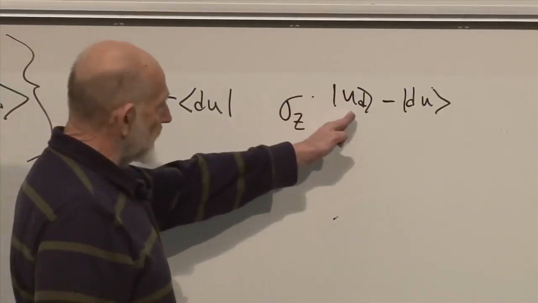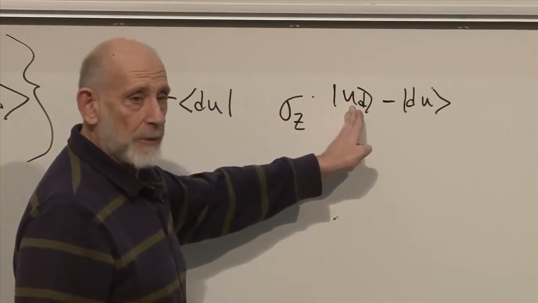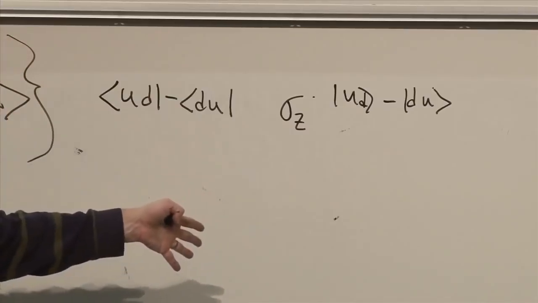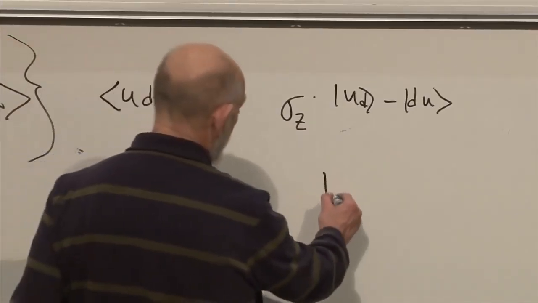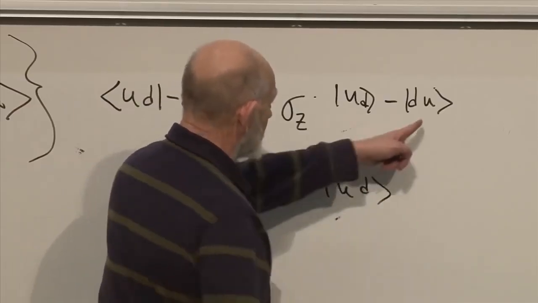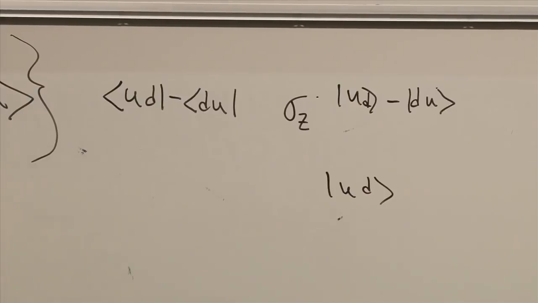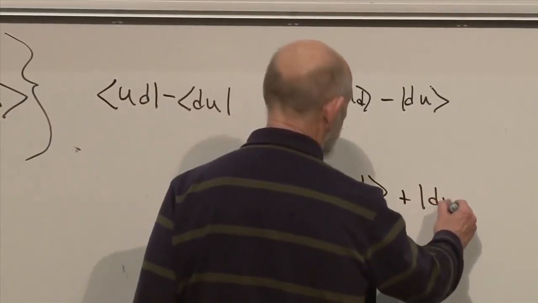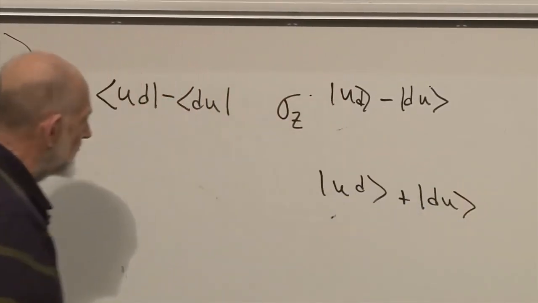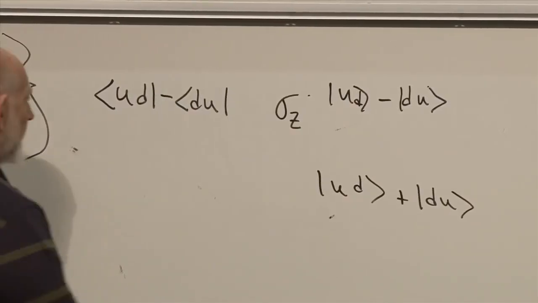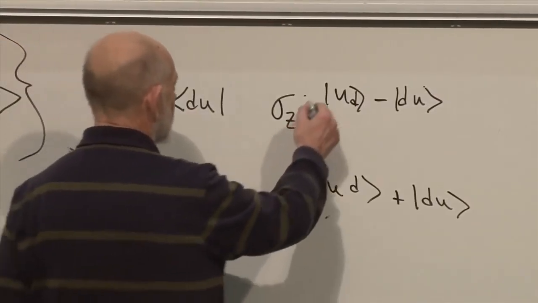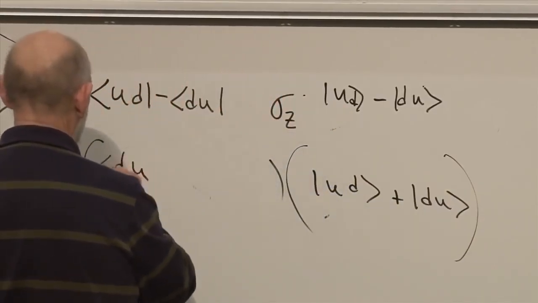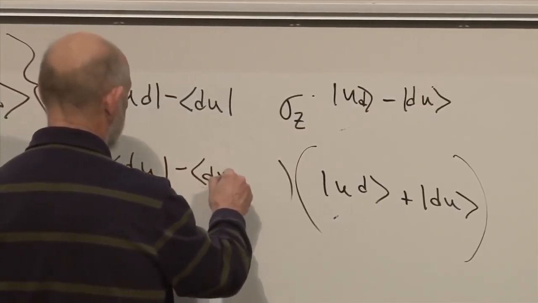First, we act with sigma z. What does sigma z give when it hits up down? It just gives up down. But what does it give when it hits this one over here? Minus down up, but there's already a minus, so the minus gets killed and there's a plus. That's the inner product with up down minus down up.